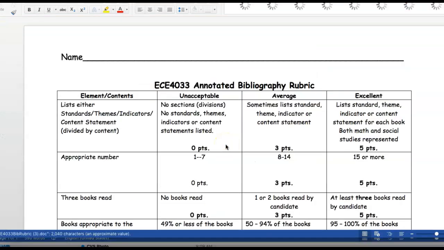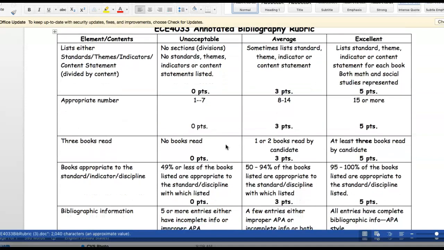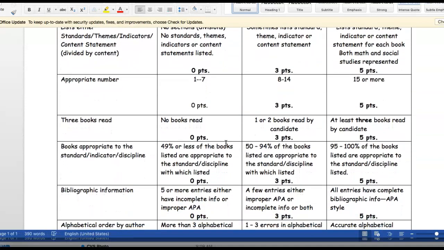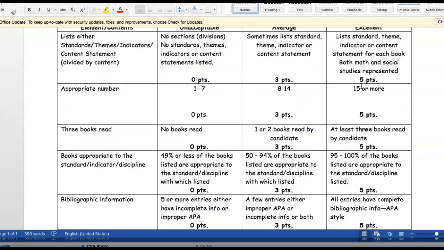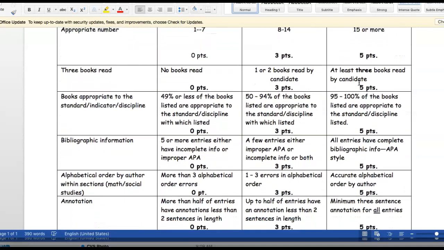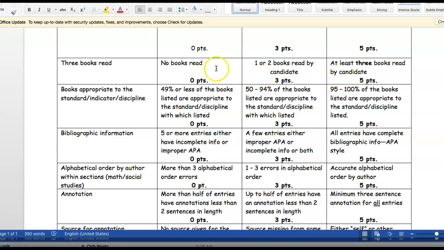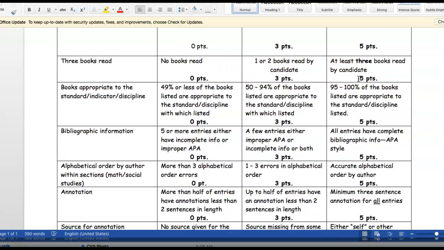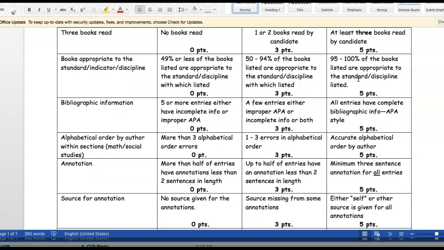Continuing on with the annotated bibliography rubric, the appropriate number of books, 1 to 7 for 0, and so on and so on. To get the total excellent, it's 15 or more books. You have to read at least 3 of the books that you have on your annotated bibliography. And you'll indicate on there if you read the book. And if you didn't read the book, you need to put in the source from where you got the annotation for your bibliography.